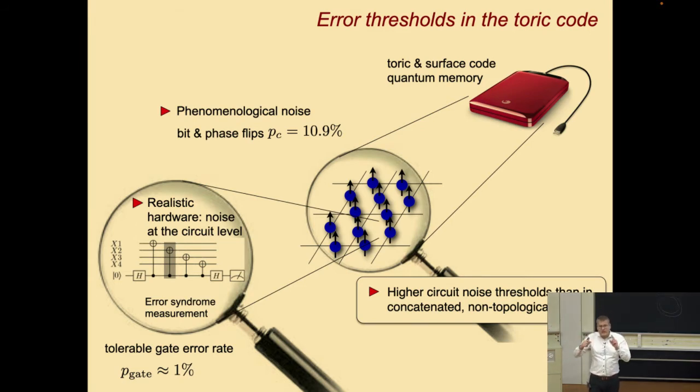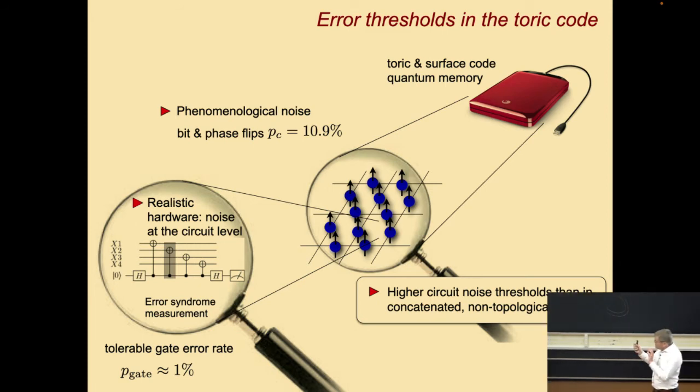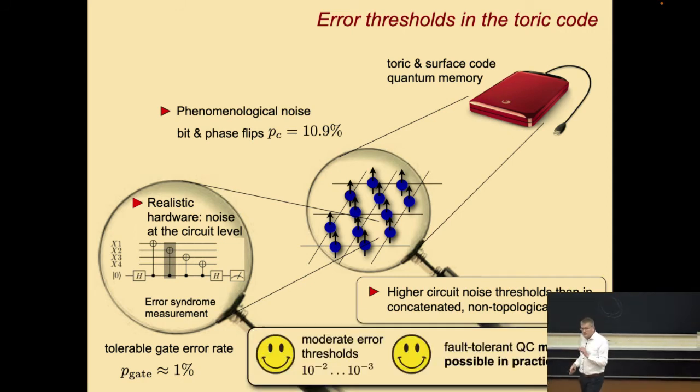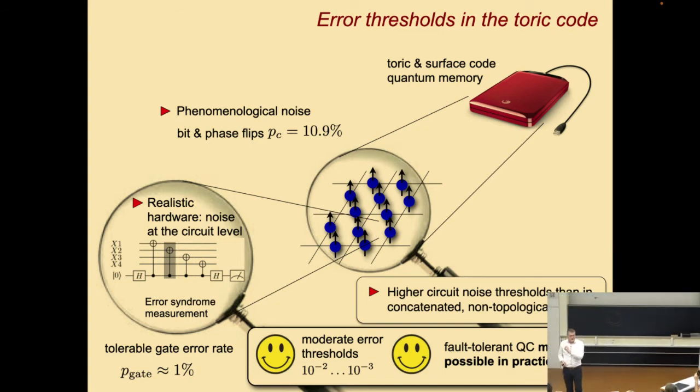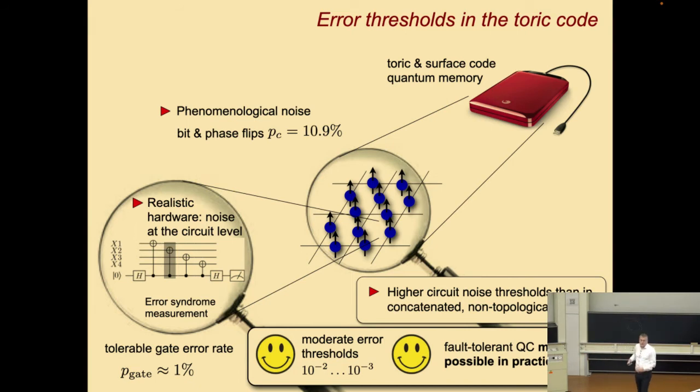And then you can ask, okay, how large may this p still be, so that we can still correct with unit probability or close to unity. And that's what one then finds, this famous 1% threshold for the toric and surface code. That is the 10 to the minus 2 level under realistic circuit noise that makes the surface code and other topological codes an attractive candidate for actual quantum error correction in practice.